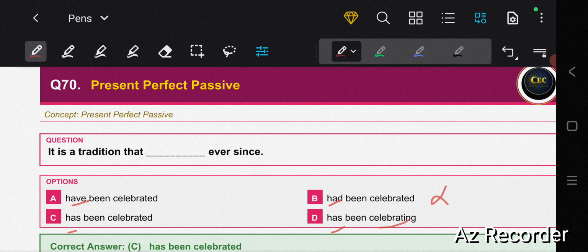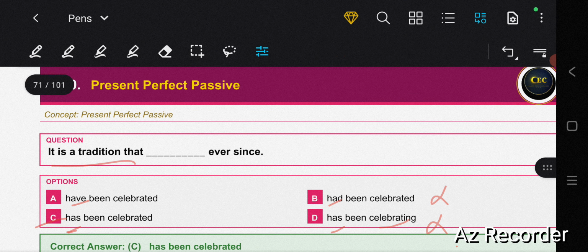Has been celebrating. So this is not in the passive formation, though there is has been. It is in the continuous one, and there is no V3, so it should be eliminated. And has been celebrated, have been celebrated. It is just tradition, so this one is the third person singular. So which one will be the correct option? Has, with has. Okay, has been celebrated. So option C is the correct one.